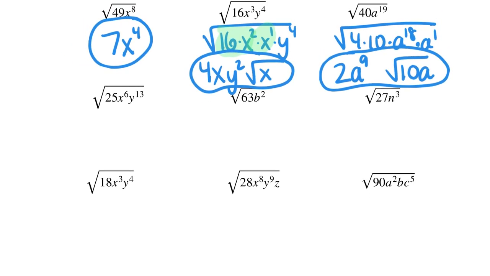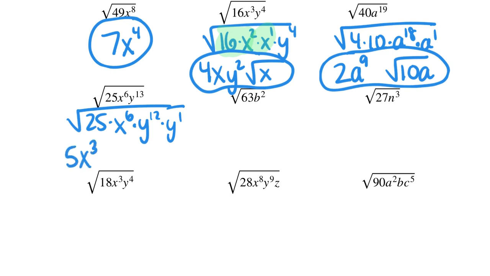And the next one is square root of 25. That's a perfect square. X to the 6th, also a perfect square because 6 is divisible by 2. But 13 is not even, so we have to break it down. So I'm going to take a step where I just break everything down. Those two are fine. The 13, I'm going to make 12 and 1. Square root of 25 is 5. Square root of x to the 6th is x to the 3rd. Square root of y to the 12th is y to the 6th. Remember, divide by 2. And I'm left with a y under there.